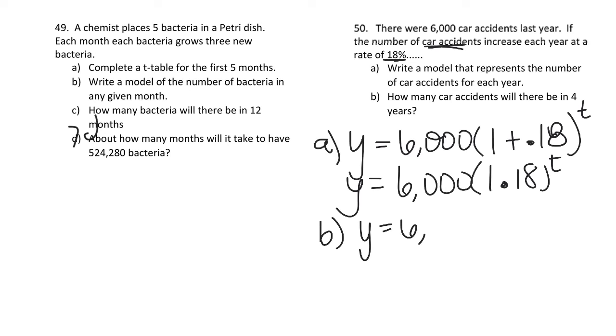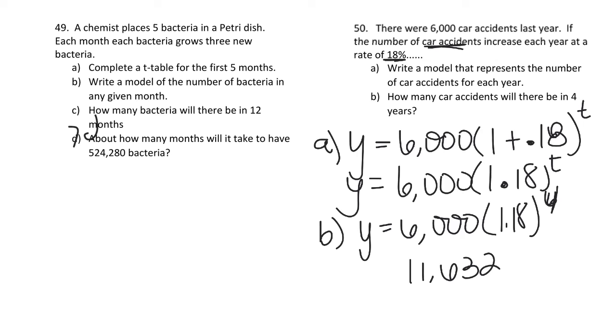So y equals 6,000 times 1.18 to the 4th power. So 6,000 times 1.18 to the 4th power is 11,632.67.